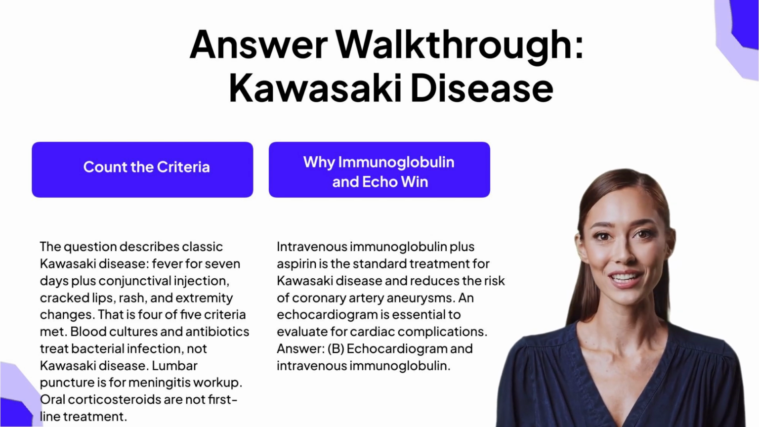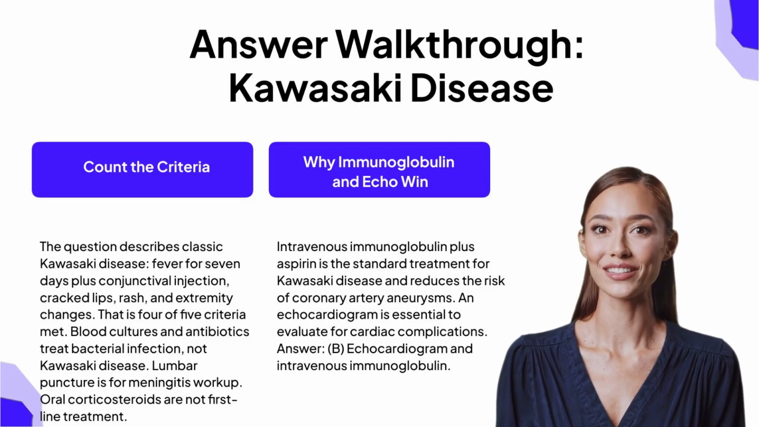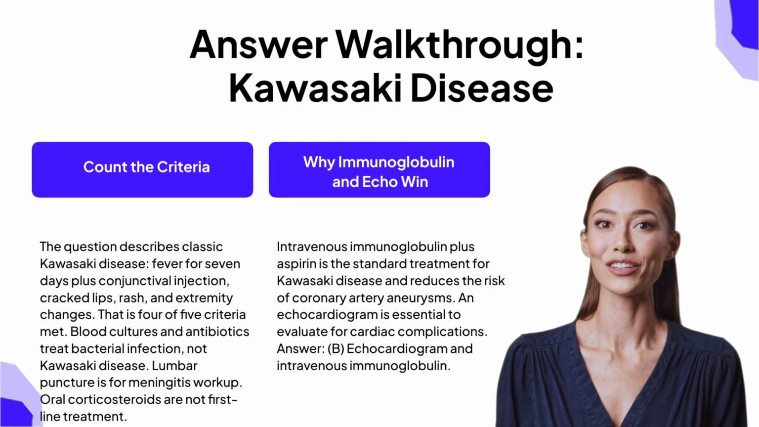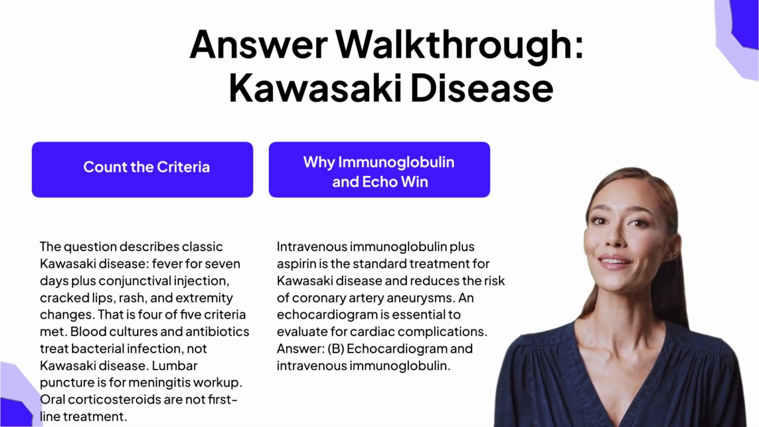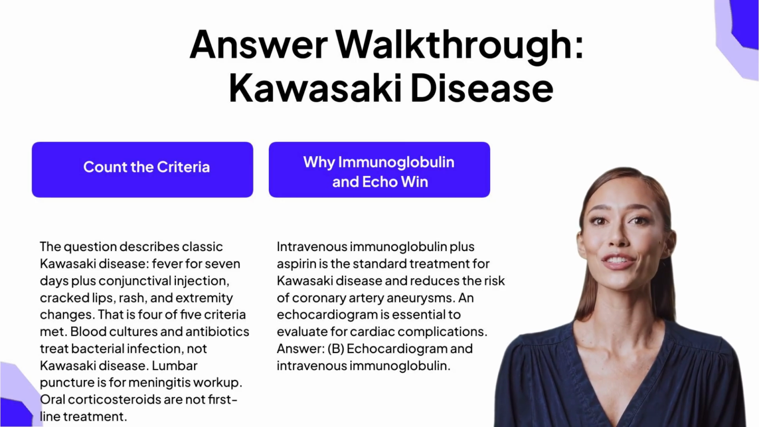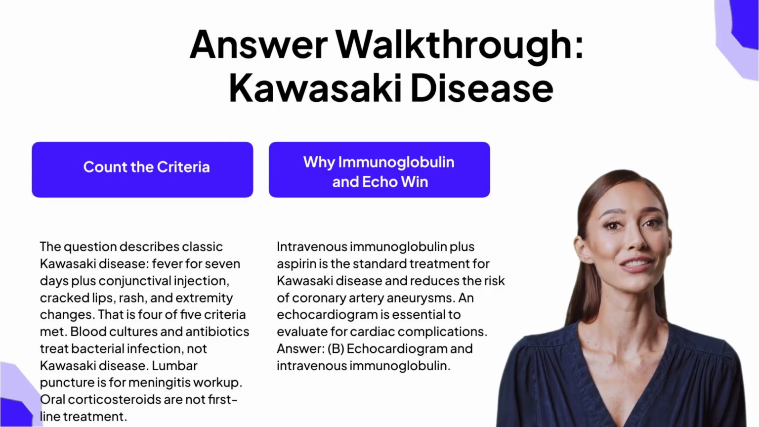First, count the criteria. This child has fever for 7 days plus 4 classic findings: bilateral conjunctival injection, oral mucous membrane changes with cracked lips, polymorphous rash, and extremity changes with hand and foot swelling. That meets the diagnostic criteria for Kawasaki disease. Now eliminate the wrong answers.